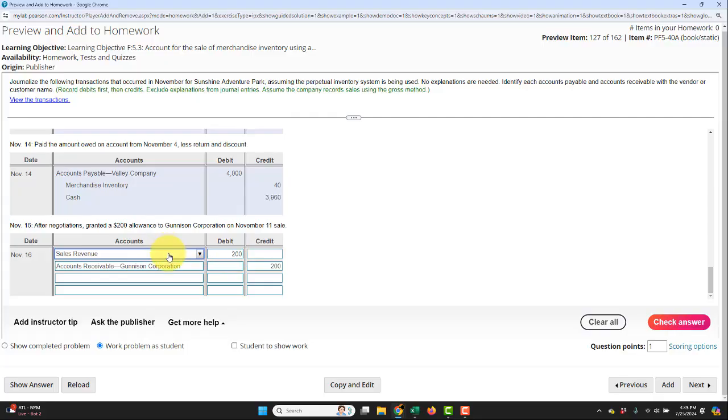But we have a separate account to basically track all of our sales returns and allowances. So we're going to use this sales returns and allowances, which is a contra account to revenue. And so when we report our income statement, we're going to have the gross sales revenue in that sales revenue account, but it's going to be netted against this debit balance in the sales returns and allowances so that we would get a net sales revenue, which took into account these returns and allowances.